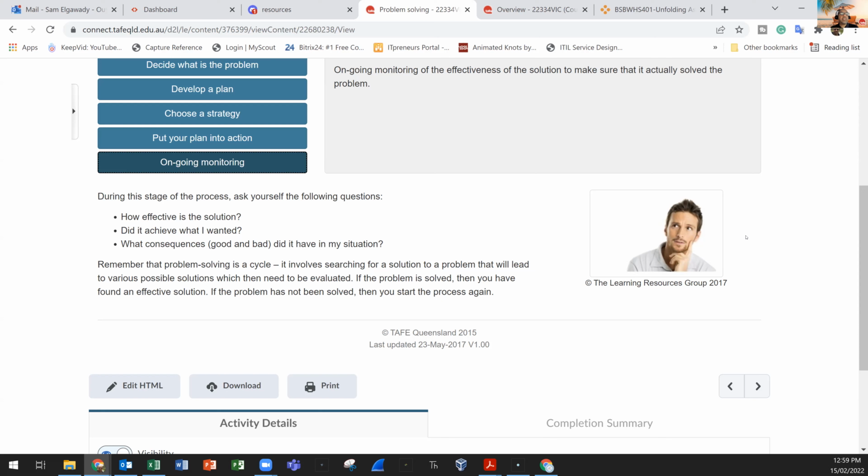Did it achieve what I wanted? Did the policy help me stop the smoking within the campus or not? What consequences, good and bad, did it have in my situation? So we are discussing here problem solving. It's a cycle. It involves searching for solutions, then we implement the solution and we evaluate that. We call it PIR, post-implementation review.